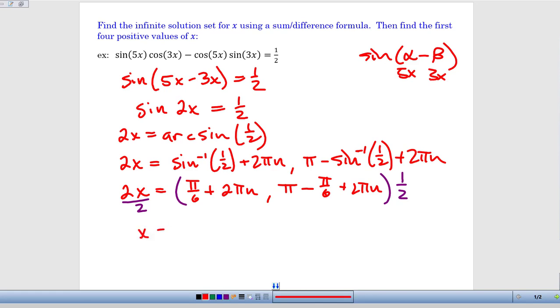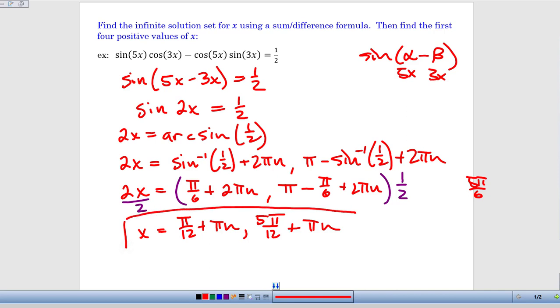So we're going to end up with x equals pi over 12 plus pi n, so pi over 6 times 1/2 is pi over 12. And then the 1/2 multiplies the 2 pi n, so we're just left with pi n. And then pi minus pi over 6 is 5 pi over 6. But then we have to multiply that by 1/2, so we get 5 pi over 12 plus pi n. And so this here is our infinite solution set for this equation.